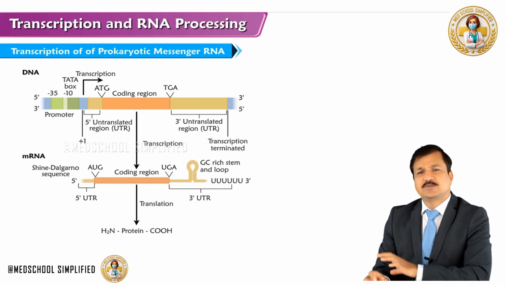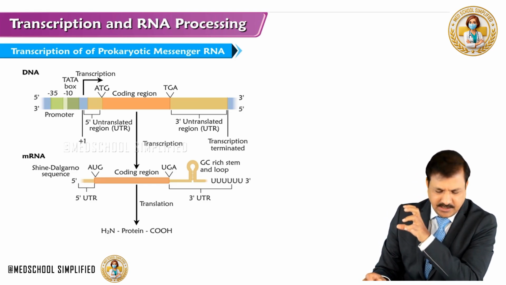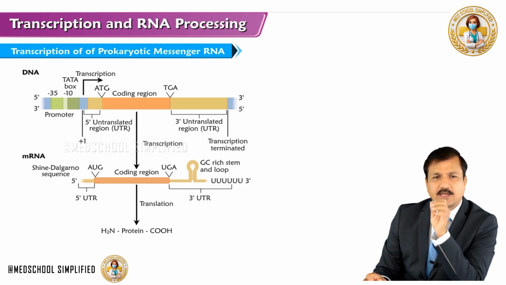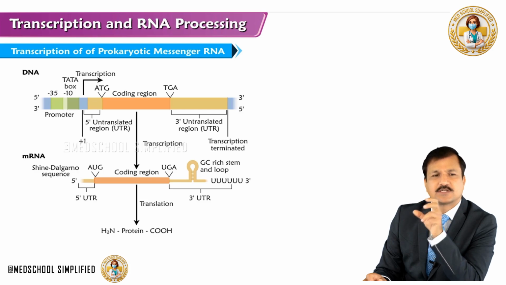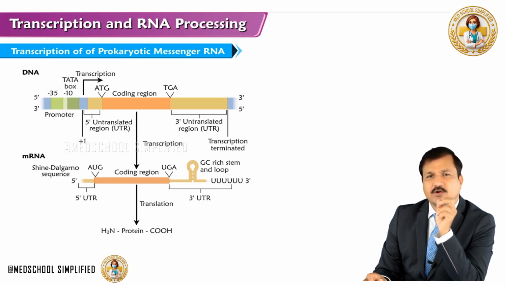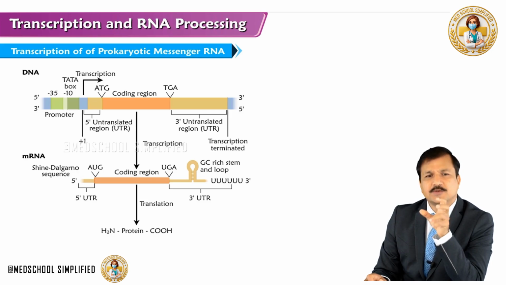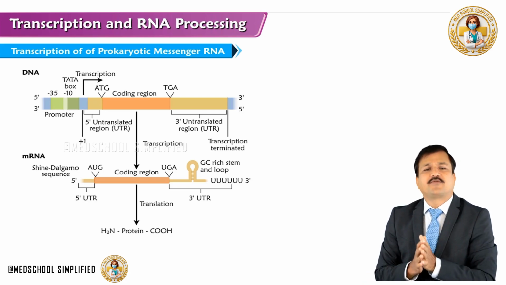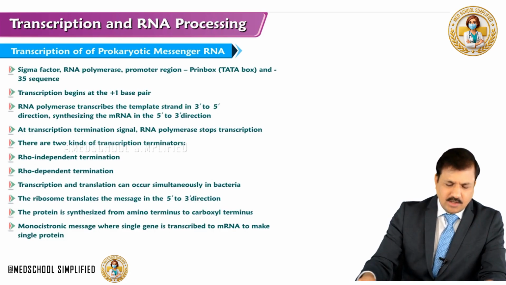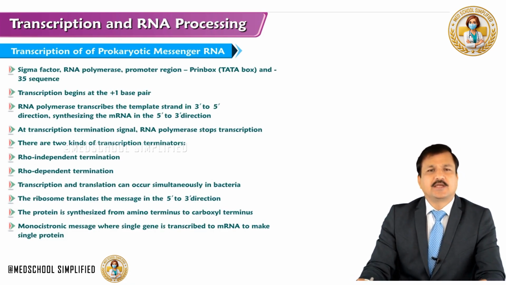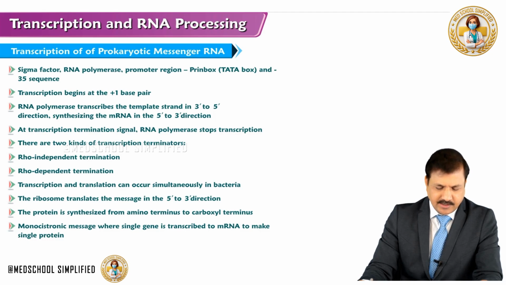And protein synthesis begins at an AUG codon at the beginning of the coding region and continues until the ribosome reaches a stop codon at the end of the coding region. The ribosome translates the message in the 5' to 3' direction, synthesizing the protein from the amino terminus to the carboxy terminus. So all the points that I have explained in the previous slide, I have written here.